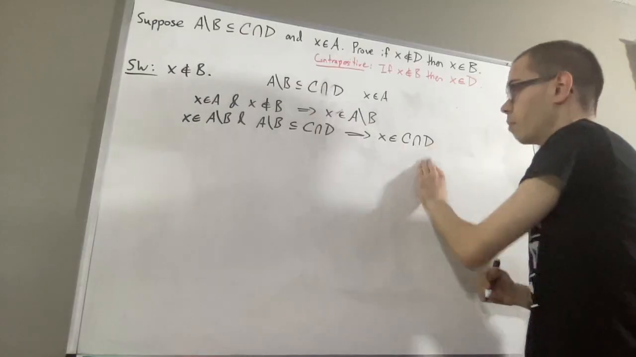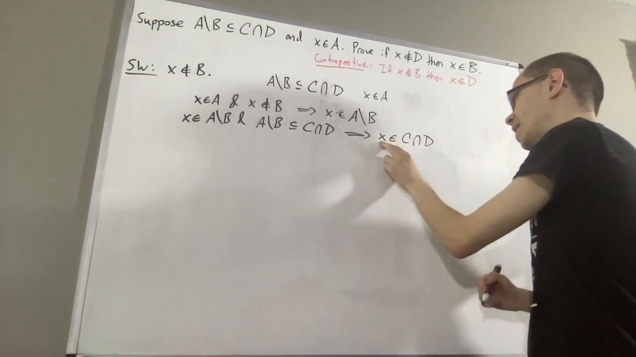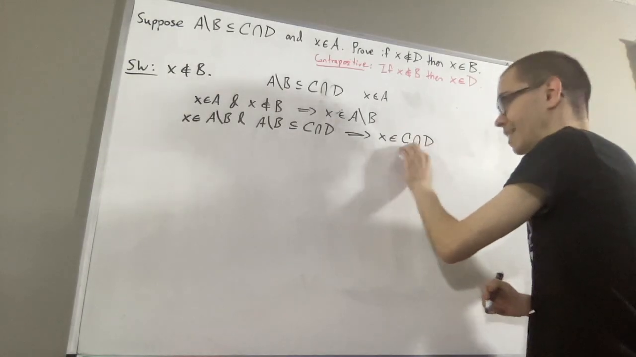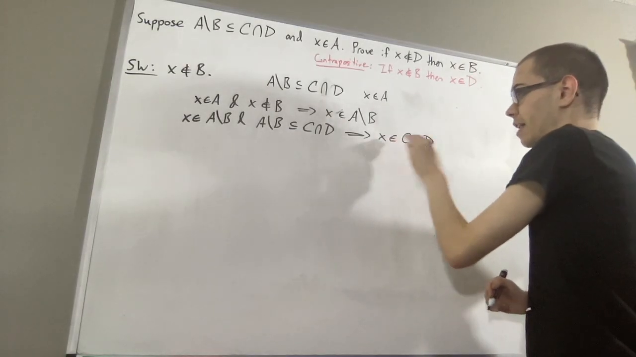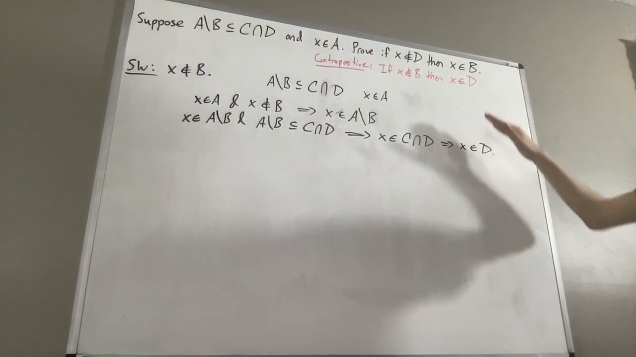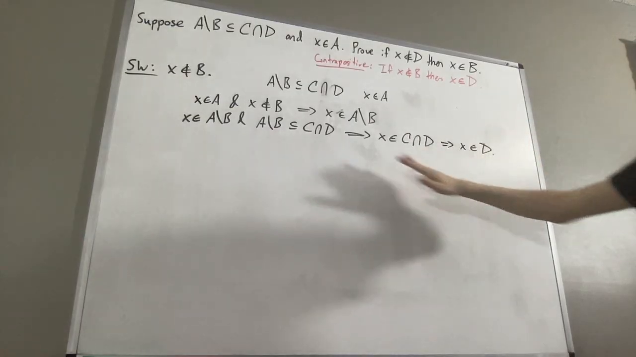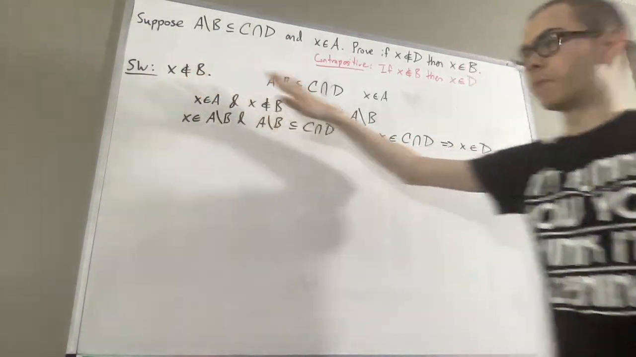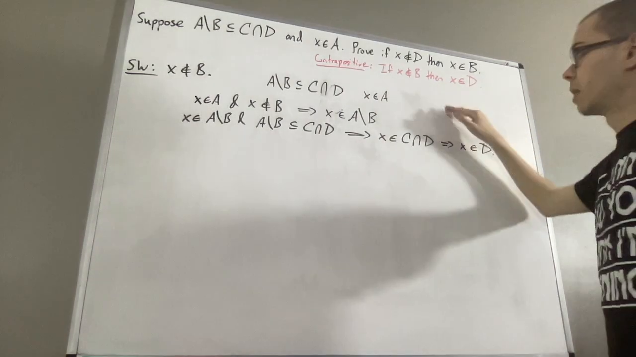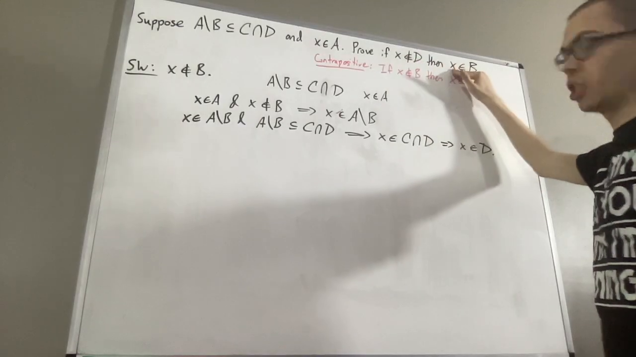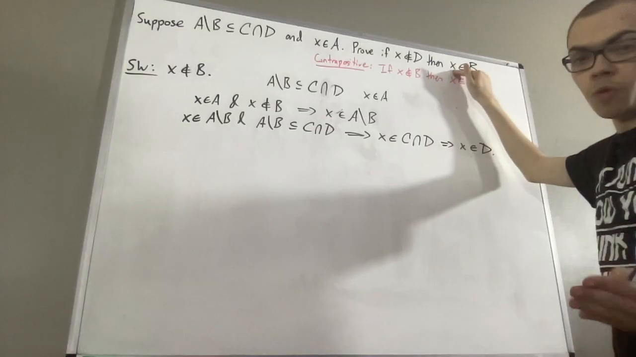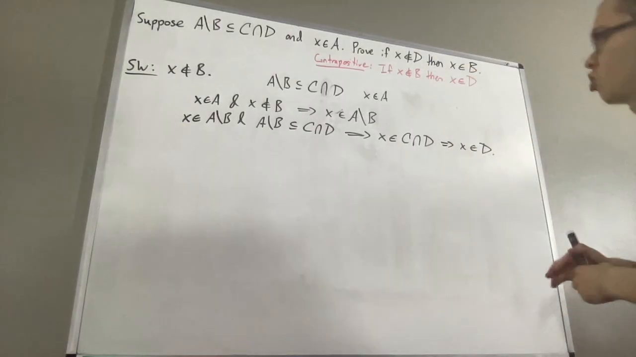That's what we get there, but for X to be an element of the intersection of C and D means that X is an element of both C and D. So in particular, X is an element of D. And that's it. We have logically deduced X is an element of D. So under the assumption that X is not an element of B, we can logically deduce X is an element of D. So we can prove the contrapositive. But because these statements are logically equivalent, that tells us that the original statement we're trying to prove is true. Right? That's proof by contrapositive.